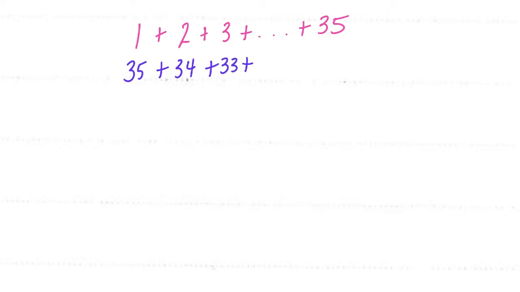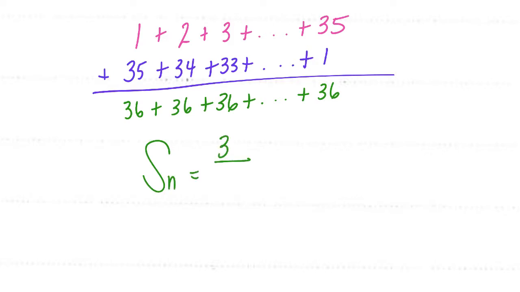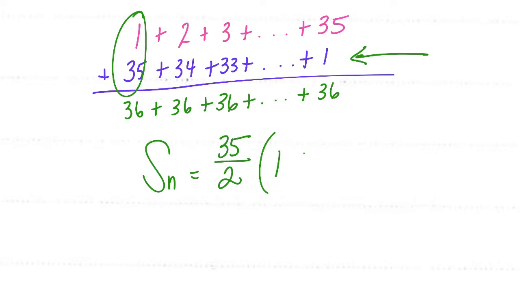And he noticed that when he wrote it backwards and added down, all these numbers were the same. He got 36 and 36 and 36. And so that's where he came up with the formula. The number of terms, well, there were 35 terms here, over 2, because I had the second row. I made a second row, and I took the first plus the last.